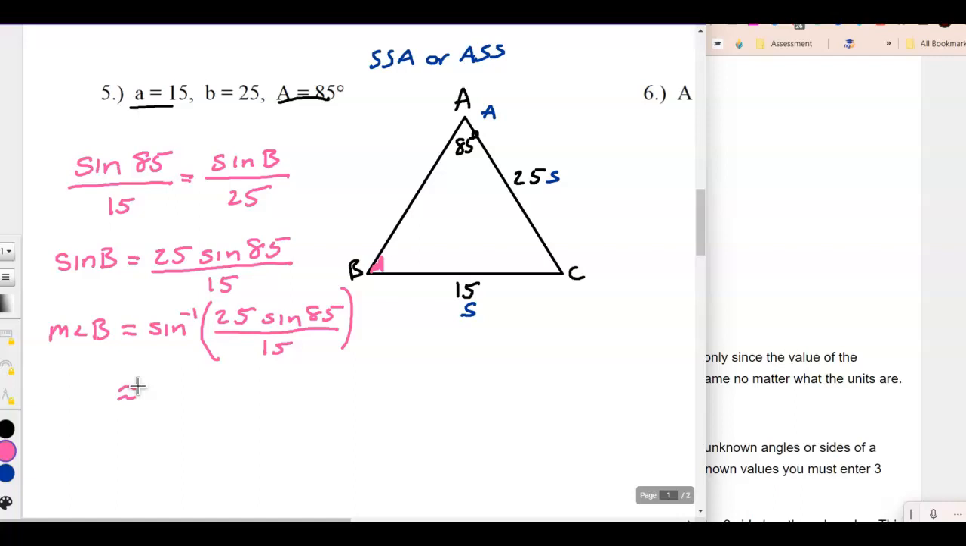And we get a domain error. Okay, so why is this happening? Let's look closely at just what the numbers equal inside. Let's take off the arcsine and look at what that number comes out to be. 25 sine 85 over 15. So you see you get 1.7.